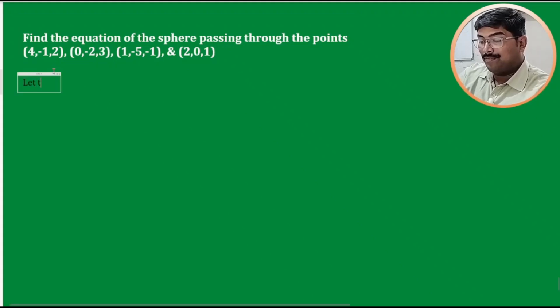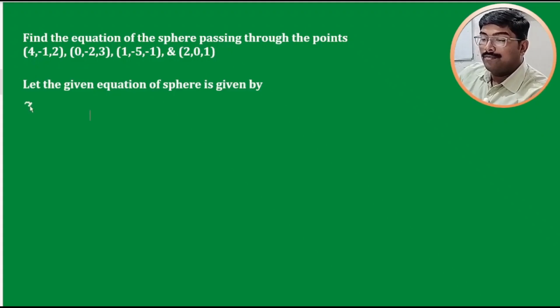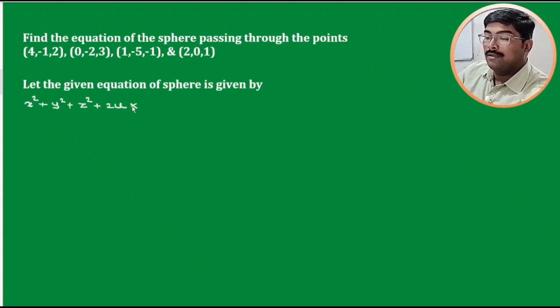Let the given equation of sphere be given by x square plus y square plus z square plus 2ux plus 2vy plus 2wz plus d is equal to 0, and say this is equation number 1.